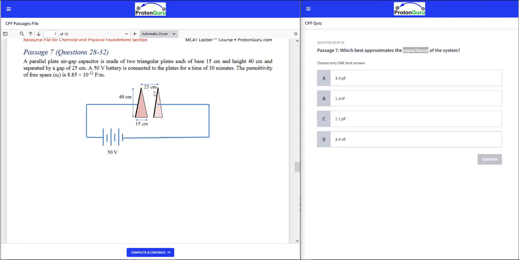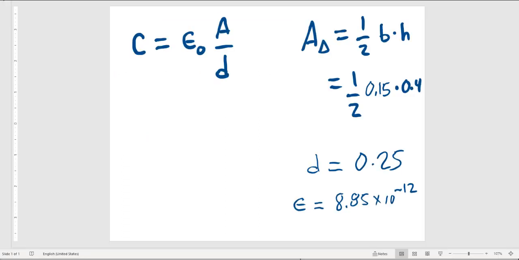So 0.25 meters, 0.4 meters, 0.15 meters. One of the things we need to figure out is the area. So we're going to need the area of a triangle, which is half base times height. With those things in mind, looking at this diagram and pulling up our whiteboard, we'd be taking notes, writing these down as we were thinking about them. So you see I filled in the base and the height of the triangle, the half base times height equation. The distance between the two is 0.25, and then we have the permittivity of free space that I've jotted down here as well.